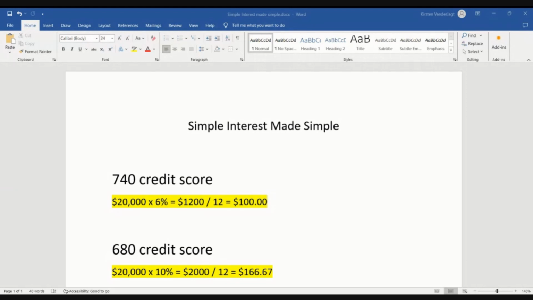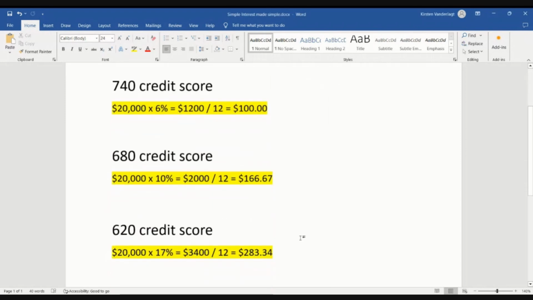You put in $20,000 times 6% equals 1,200. Then you would divide that by 12 months in a year, and your monthly payment would be $100. So this is an estimated interest rate of 6% with a 740 credit score. Now let's compare that to a 680 credit score.